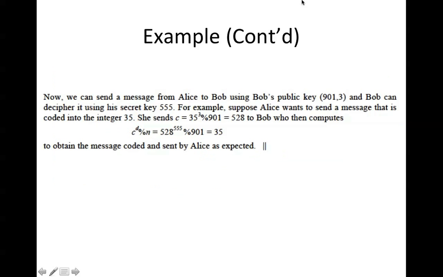So here's an example. Alice can send a message to Bob by using these 2 numbers, which we said were Bob's public numbers. The secret key, of course, is only Bob's. So if Alice wants to send a message like message 35, whatever that really represents in her mind and Bob's mind, that 35 is, first of all, computed into what we call the ciphertext. And that formula was here.